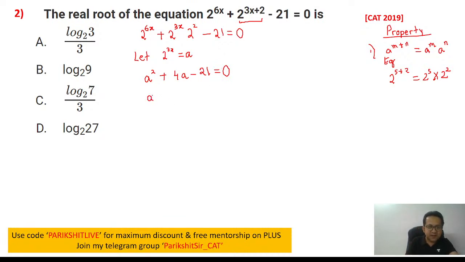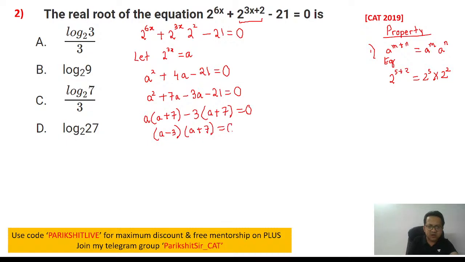So factorize it, please. A square plus 7a minus 3a minus 21 is equal to 0. If you take a common, a plus 7 minus 3, a plus 7 is equal to 0. So how much do you get? A minus 3 into a plus 7 is equal to 0. So a is equal to 3 or minus 7.